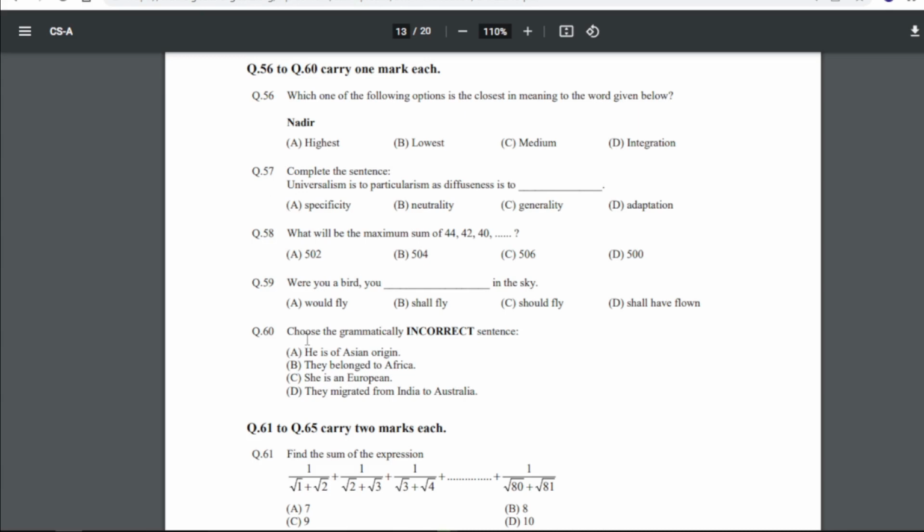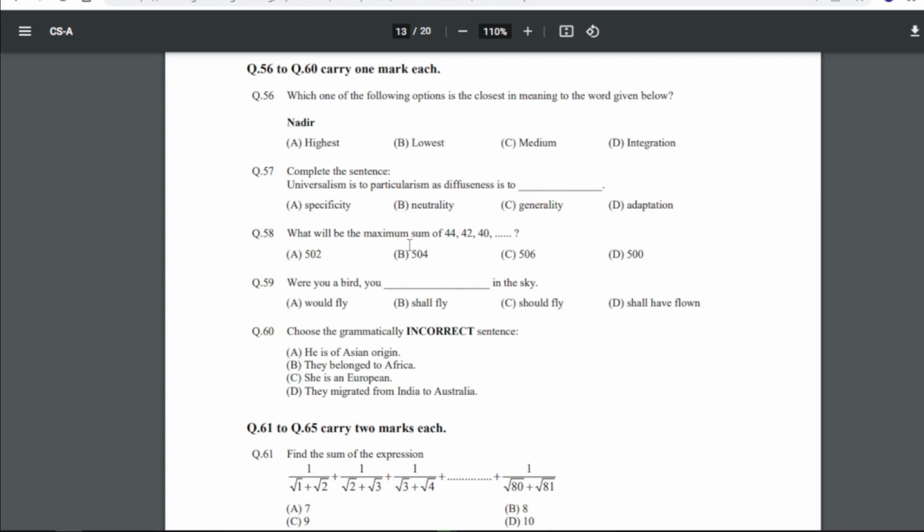Now 57 is, complete the sentence. Universalism is to particularism as diffuseness is to what? So for 57 our answer is A, that is diffuseness is for specificity. 58 is what will be the maximum sum of 44, 42 and 40? So for 58 our answer is C, that is 504.